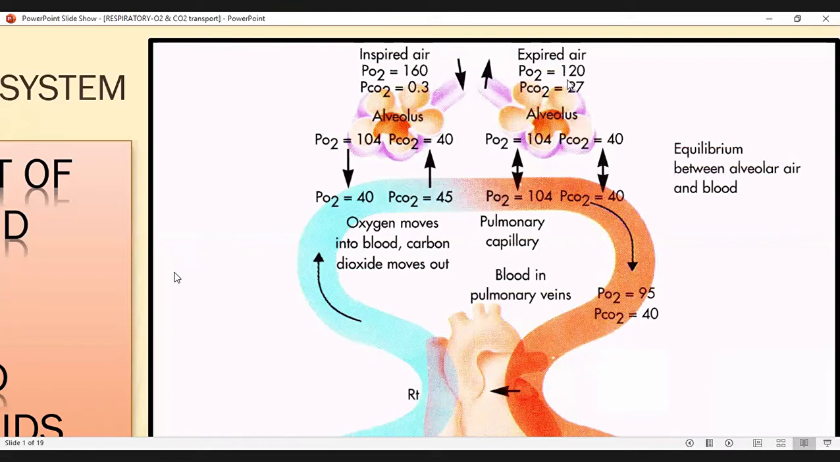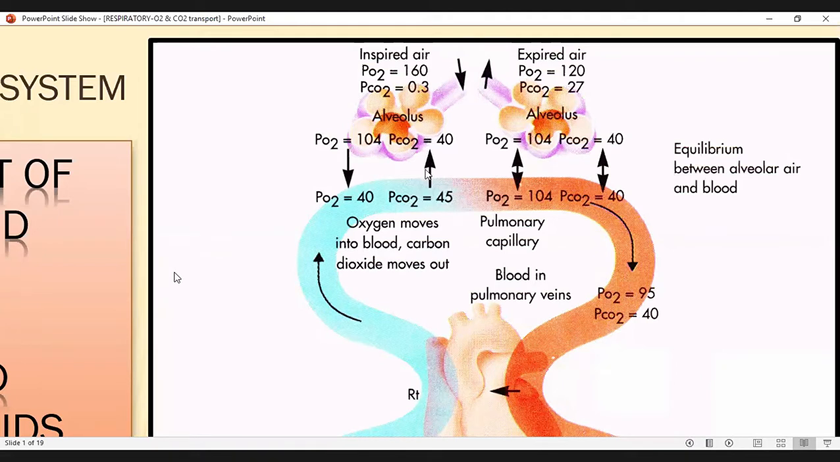Okay? But your inspired air, once it reaches, because this is humidified and diluted, right? So when it reaches the alveolar area, it is only 104 millimeters of mercury. And of course, in the alveolus, it's 40, the PCO2. Okay? Now, for example, the person has inspired air.